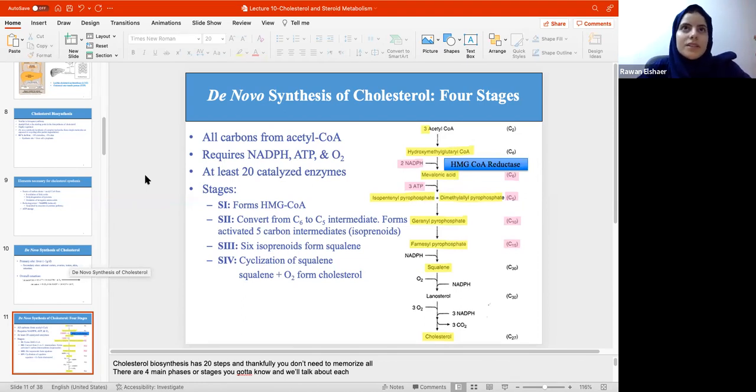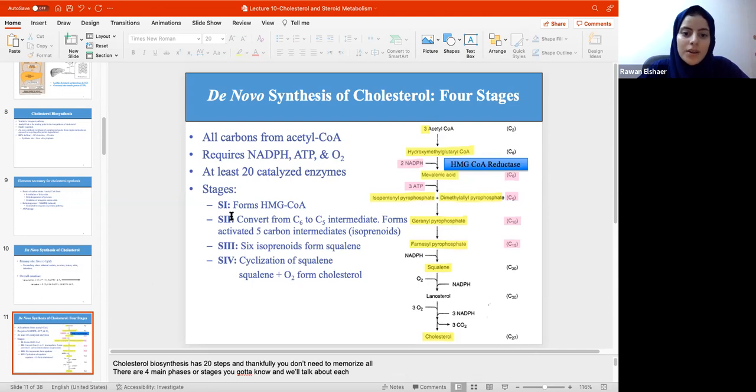What rate limiting means is that in every chemical reaction or pathway, there's always a rate limiting step, which is the slowest step in the pathway. In this case, it's the step that forms mevalonic acid from HMG-CoA. In order to do that, it needs HMG-CoA reductase, which is regulated by multiple different factors that we'll talk about. And if this enzyme is inhibited, then this whole pathway basically cannot happen, okay?